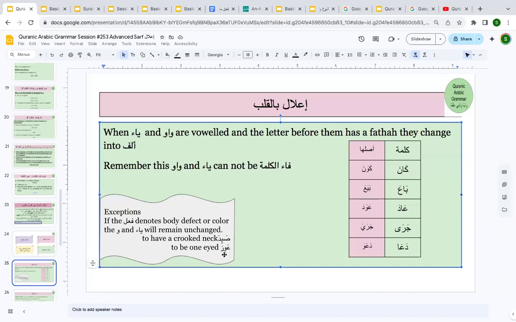In these words, you notice both ya and waw had a vowel, and the letter before them had a fatha, but it is not sada or ara. Why so? Because the fail has to do with body defect. If the fail has to do with body defect or color, waw and ya are not going to change into alif. Is this clear to all of you? There are other exceptions. We are going to learn the details of that later.